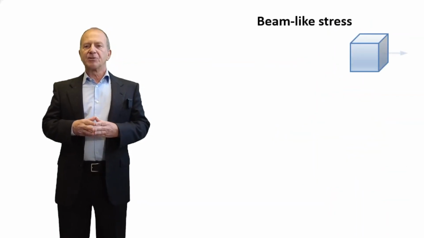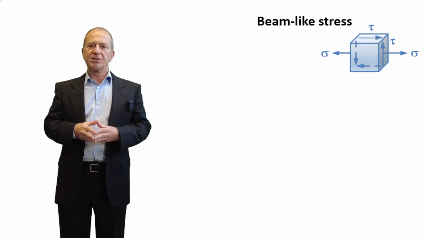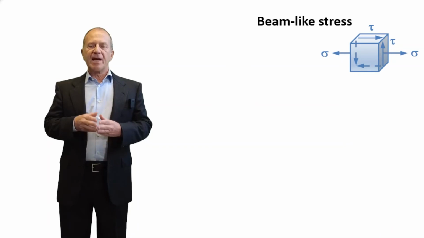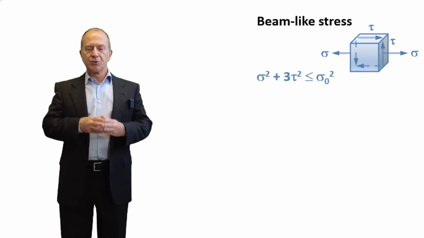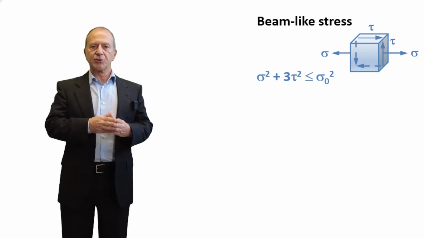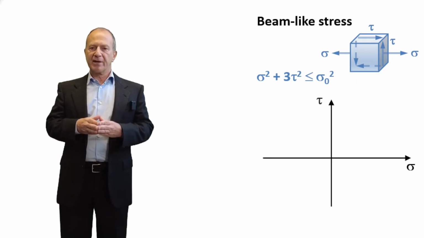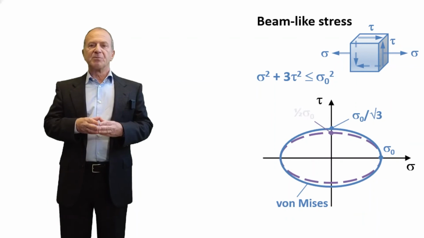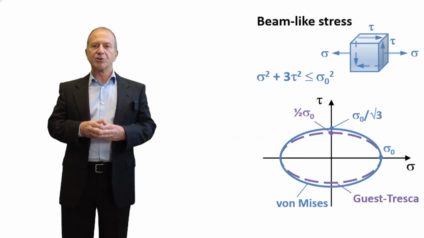Finally, consider a beam-like stress, that is a particular plane stress in which only a normal stress sigma and a shear stress tau are non-zero. The general expression of von Mises criterion in terms of Cartesian stresses simplifies to sigma squared plus 3 times tau squared less than or equal to sigma 0 squared. This inequality defines an ellipse in Mohr plane, which is a little more chubby than Tresca ellipse.